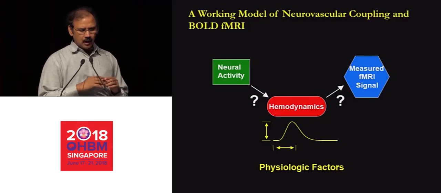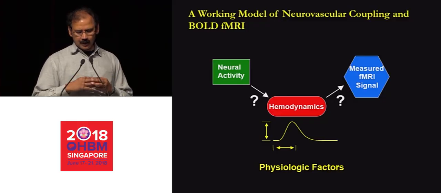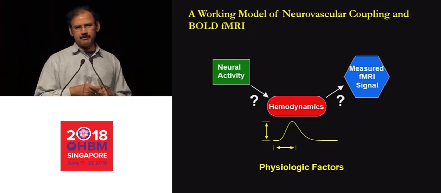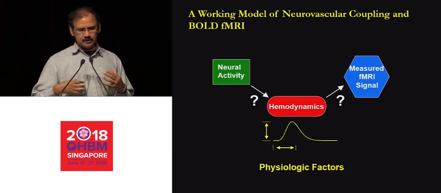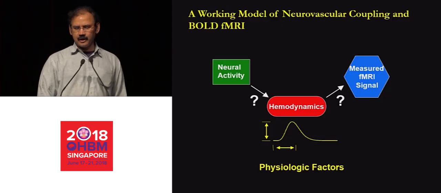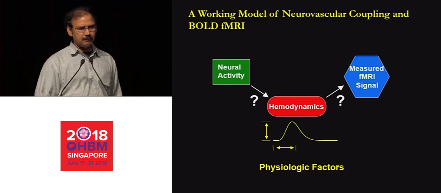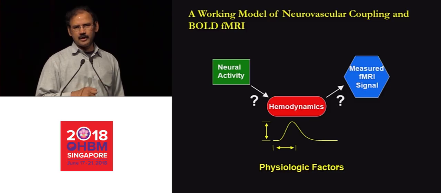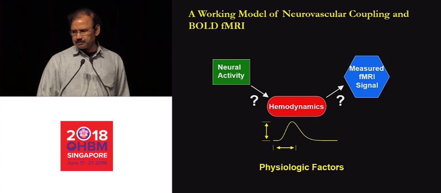So for today, I'm trying to address this from a couple of different perspectives. But the first thing we should understand is that the fMRI signal that we measure is a convolution of neuronal activity with hemodynamics. And so by changing one or the other, we get a difference in the fMRI signal.